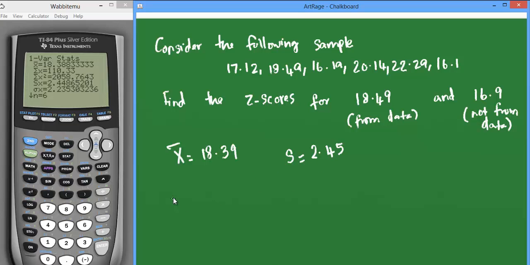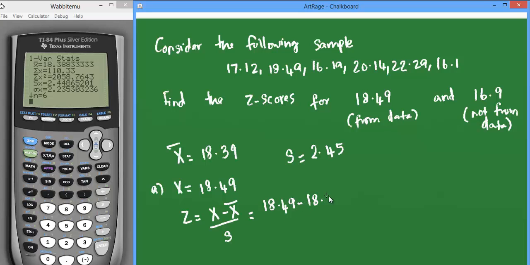So we have to find two z-scores. The first case is where the observation is 18.49. I just have to put this in the formula. z is equal to x minus x bar divided by s. I am converting an observation x to z, so I have to use this formula, which would give me 18.49 minus 18.39 divided by 2.45.